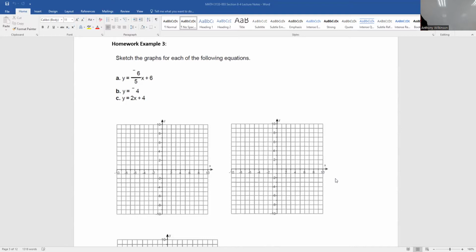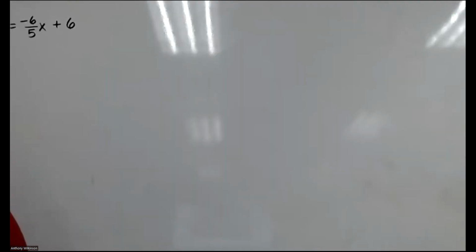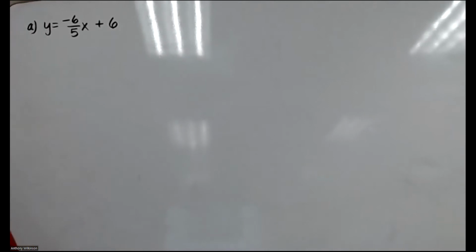So let's start with part A. We got y equals negative 6/5 x plus 6. And here we're going to sketch the graph of this. Now, if you want to, like we just did in that last example, you can come up with your x-intercept and your y-intercept and plot those on the coordinate plane. All right, let's try that.